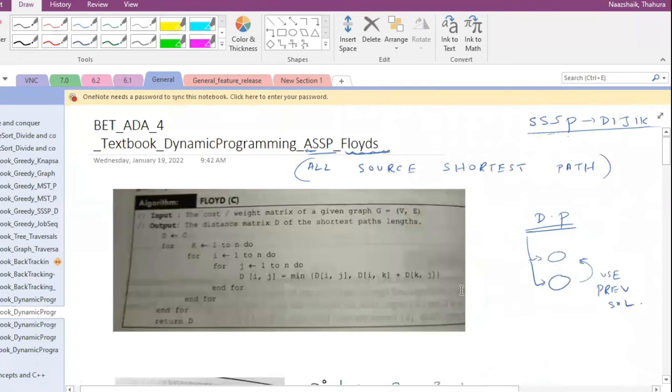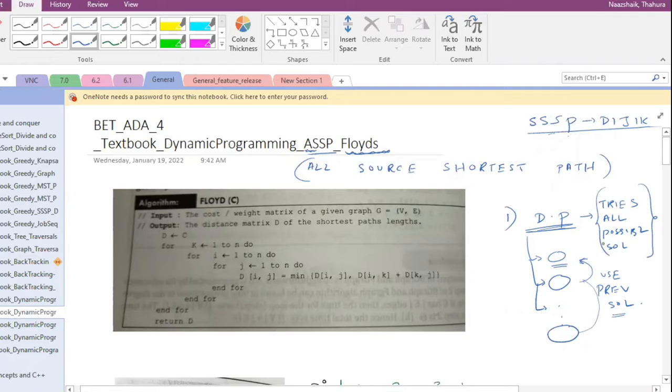Here also we will solve some problem in the first step, and wherever it is needed in the later steps, we will go back and refer to the previous solution. So that's one aspect of dynamic programming. The other aspect is that it tries all possible solutions, and among them it picks the best one.